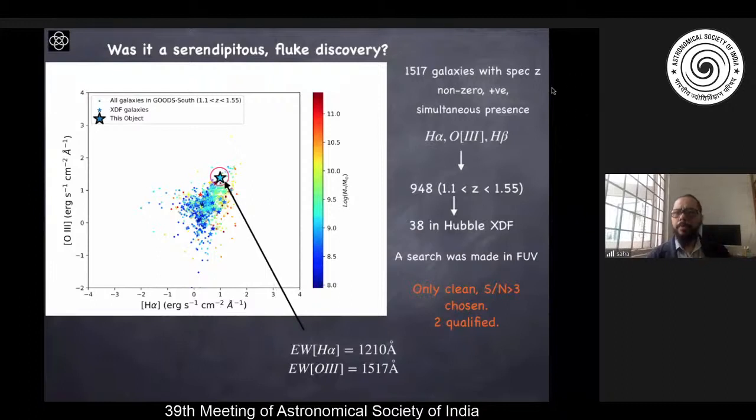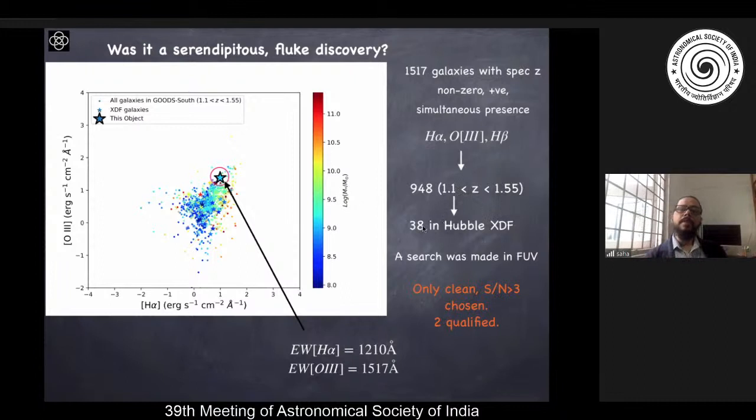Now, of course, we look for these galaxies very systematically in our field of view, and the question is whether this was a fluke discovery. We say the answer is no. We looked at around 1517 galaxies with spectroscopic redshift, with non-zero and positive simultaneous presence of the H alpha, O III and H beta fluxes. This gave us around 942 galaxies from redshift 1.1 to 1.5. This is a nice range.